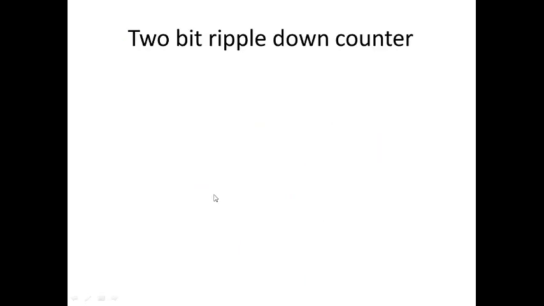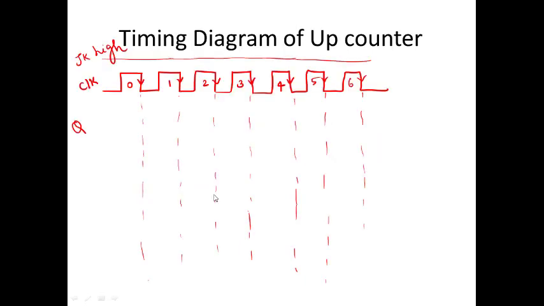Q0 will be your LSB, where for the first flip flop you will be giving the clock, and this Q0 will be your next clock signal. I am sorry, Q0 will be the clock for the second flip flop. Keep this in mind.